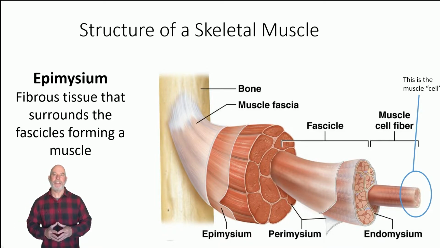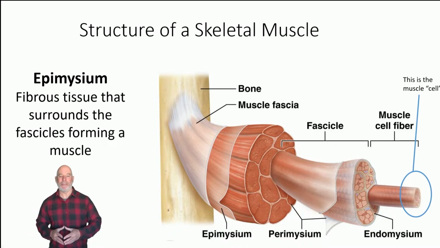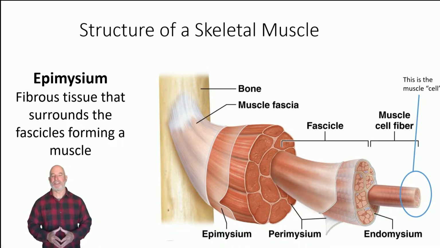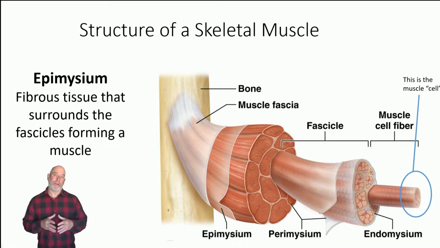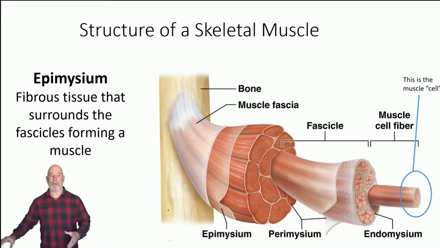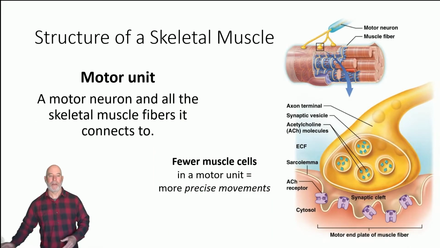And then you take all of your fascicles and you surround that by the epimysium. And of course the epimysium, that epi means around. And this is another type of fibrous tissue that surrounds all the fascicles. And then you've got the muscle fascia surrounding this, and you have your muscle, and then your muscle will taper off to form a tendon that attaches to a bone.